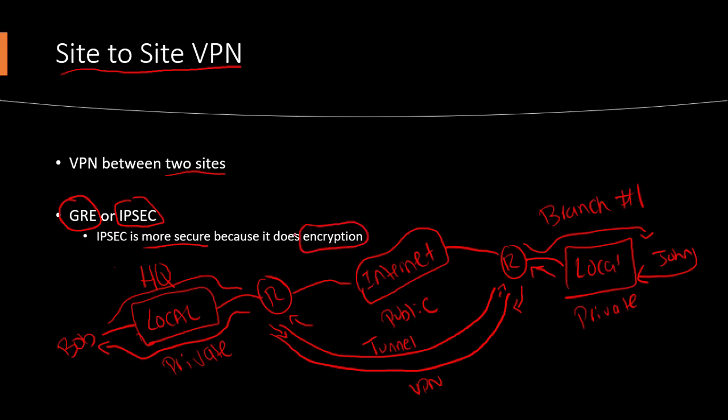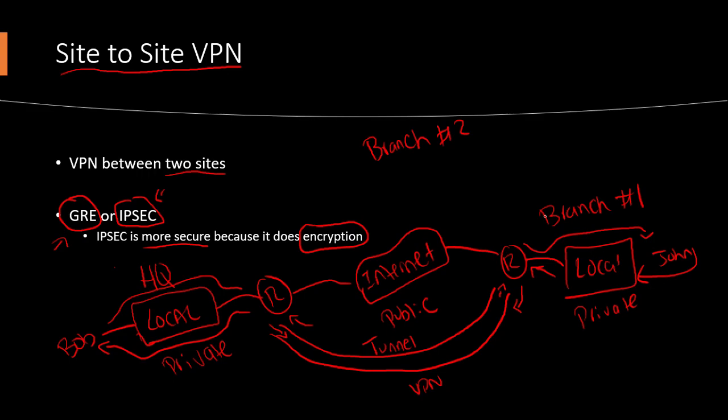But in a future video, we're going to go into how the tunnels get built, and how the encapsulation is done if we're using GRE or IPsec, so we can then tunnel the data over the internet between the two sites so that Bob can talk to John. But this is what a site-to-site VPN would look like. It's just a VPN between two sites. So if you had branch number 2 that was up here, you couldn't use this tunnel to send data to branch 2.